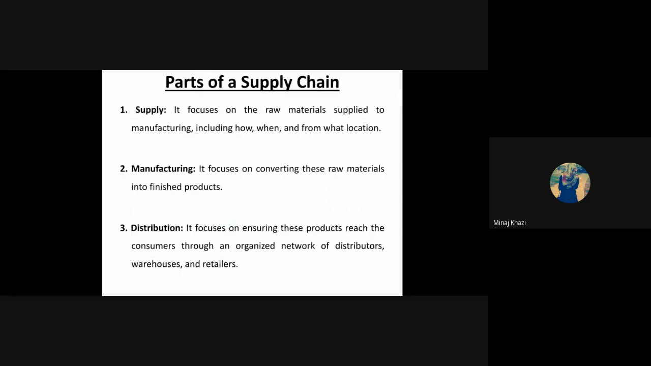Okay. Now we have certain parts of the supply chain, which includes basically supply, which will be the major focus on the raw materials, maybe sometimes semi-manufactured raw materials, which will be supplied from one manufacturer to another or to the retailer, including how, when, and in which form, from which type of location you are going to procure. We have something called source, from where you identify what you want as a retailer and you are going to procure them. So that's what we call supply.